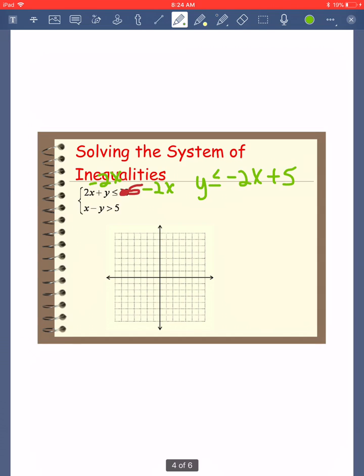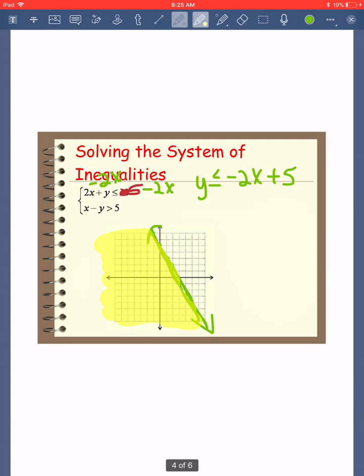To graph that, I'm going to start at positive 5. So 1, 2, 3, 4, 5. I start here, and then my slope is negative 2, so I go down 2, right 1, down 2, right 1. When I graph this, I'm going to graph it with a solid line because it's less than or equal to. If I were shading just this line, it would be less than, so I'd be shading down below, all of this area right here.